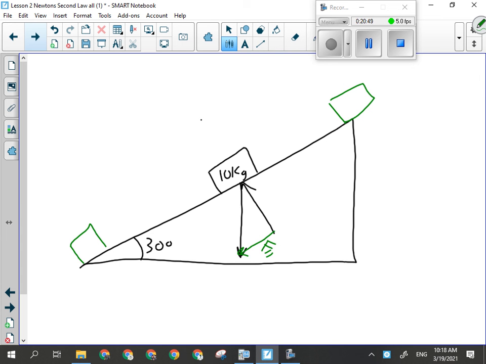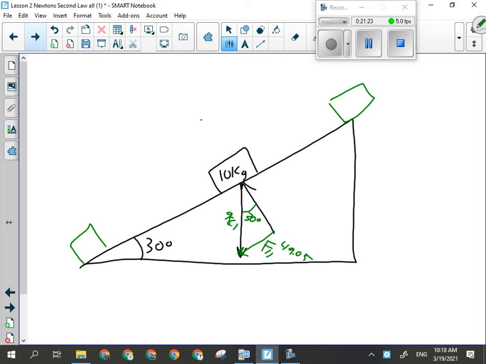If this is a 30-degree angle, so is this. They're similar triangles because they're involving all these lines that come from each other. That means that since this is 98.1, this is the opposite side, this is 49.05. If I want to push this thing up the ramp at a constant velocity, how much force do I have to use? Right? 49.05 newtons. Half as much as I would have to use to lift it. That's the whole purpose of the inclined plane.